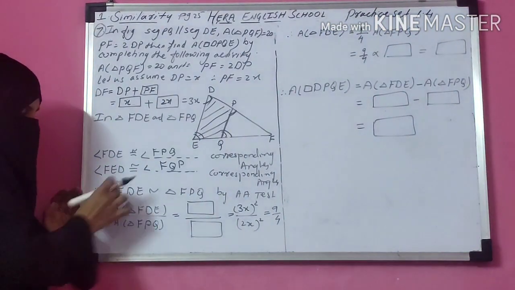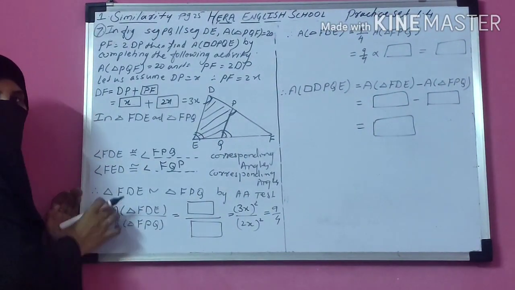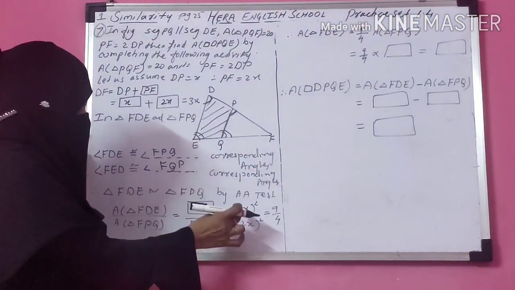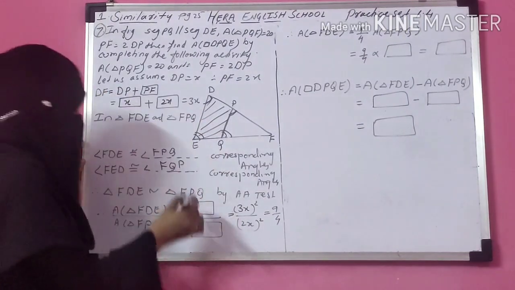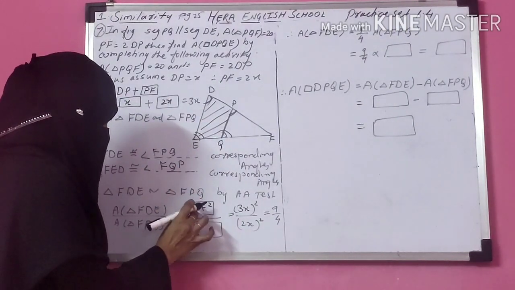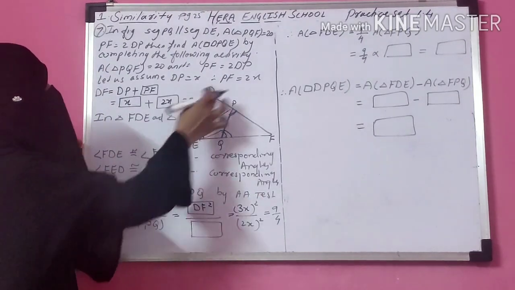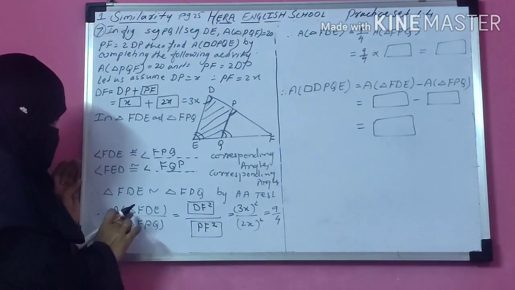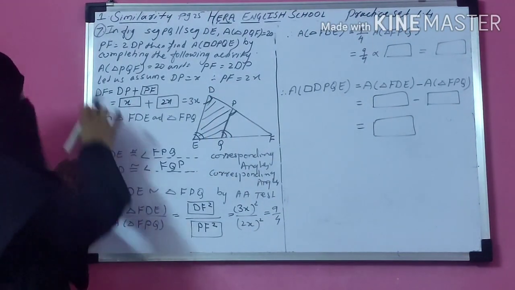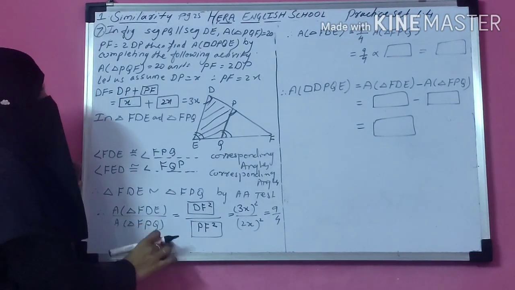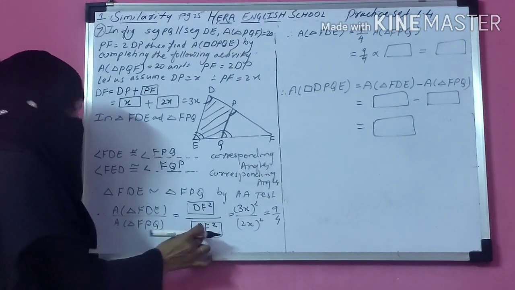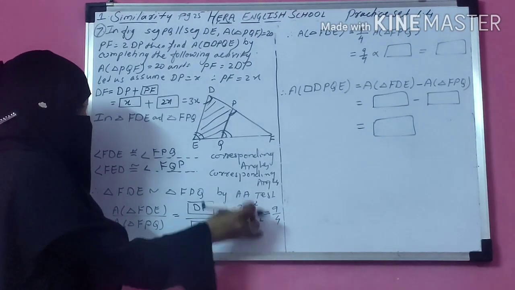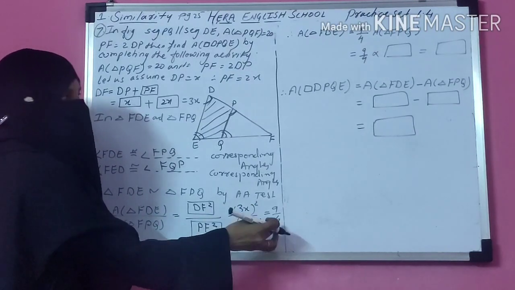Now we have studied that if triangles are similar, then the ratio of areas of the triangles is proportional to the square of the corresponding sides. Now the corresponding side is 3x, the value of DF, so DF square. 2x is the value of PF. So DF square upon PF square. DF value is 3x square and PF value is 2x square. x square gets cancelled. 3 square is 9, 2 square is 4.